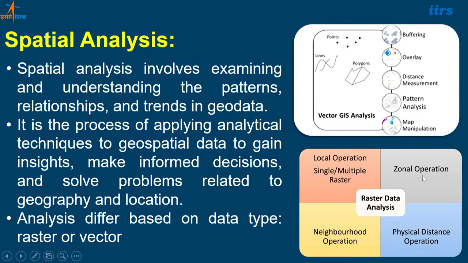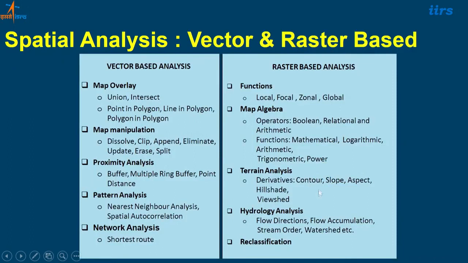Zonal operations means you have some boundaries, and on those boundaries you want to perform some operations, not on the entire data set, but zone wise. Local means you have images and you want to add two images together, or subtract those images, or divide those images, cell by cell basically. So, that is again under the local operations.